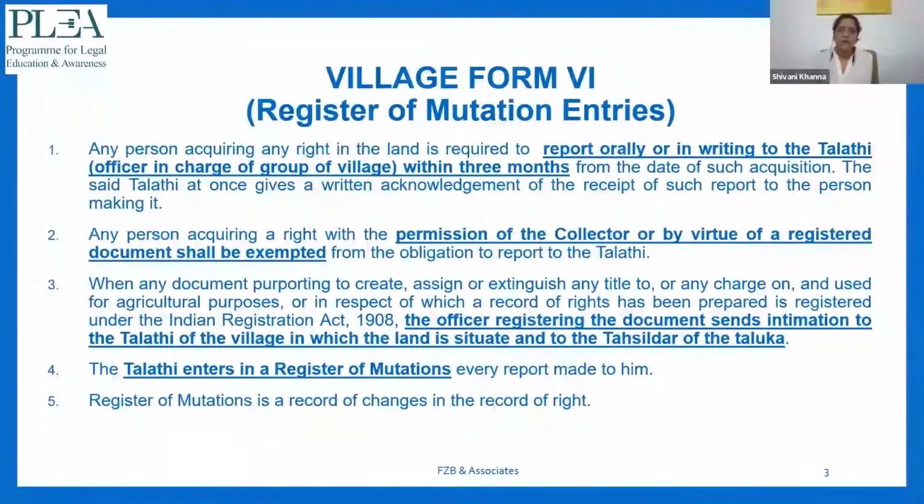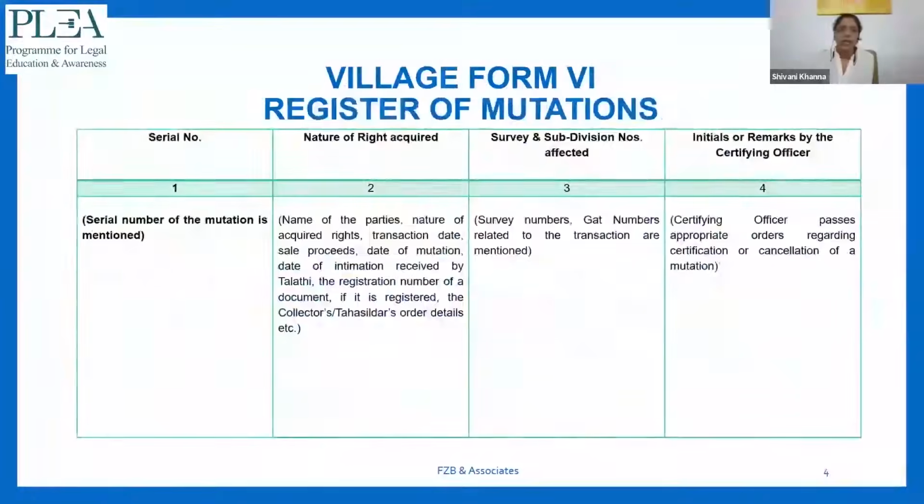Now, once the talati comes to know that there has been some transfer taken place pursuant to the above modes, he maintains a register of mutation. Now, this is maintained as per Village Form 6. As you will see on your screen, there is serial number 1, the serial number of mutation. Now, this is very much necessary for the purposes of the 712 extract. When we see the 712 extract, you will know why I mentioned the serial number of the register is important.